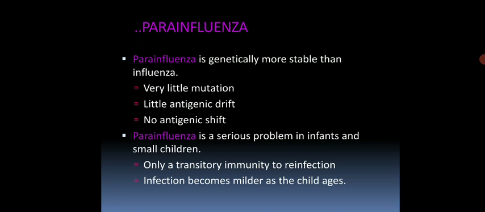In case of parainfluenza, it is generally more stable than influenza, with very little mutation in these viruses. There is little antigenic drift, and no antigenic shift is seen in case of parainfluenza viruses. Parainfluenza is a serious problem in infants and small children. There is only a transitory immunity to reinfection, and infection becomes milder as the child ages.